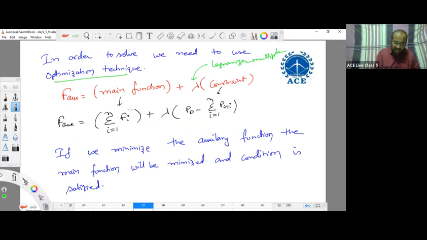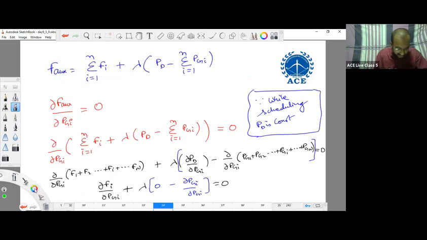Now the main function is the total fuel cost, which is to be minimized, and this is the condition that must be satisfied. So we got it all in one equation. If you minimize this auxiliary function, the main function will be minimized and the constraint will be satisfied. Yes or no? Now how do you minimize? To minimize, differentiate the auxiliary function with respect to power generation and equate to 0, dF auxiliary by dPGi equal to 0. We apply partial differentiation because the fuel cost of the first generator will influence only the generation of that particular unit, and other units will not have any influence. So differentiate that and equate to 0.